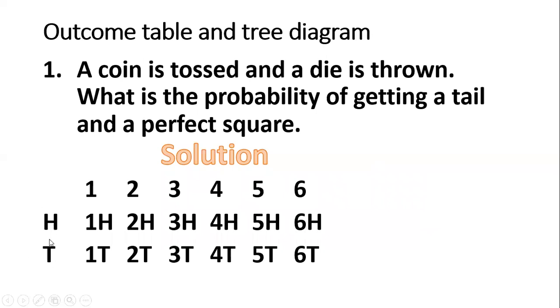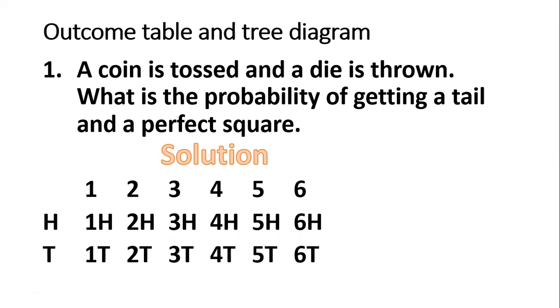The horizontal is the head and tail. The vertical is the die, the numbers of the die. So the first column would be: 1 and head, 2 and head, 3 and head, 4 and head, 5 and head, 6 and head. And the second column is 1 and a tail, 2 and a tail, 3 and a tail, 4 and a tail, 5 and a tail, 6 and a tail. So that will be the outcome, and that's what we call the outcome table. That will be the outcome of throwing a coin and a die.